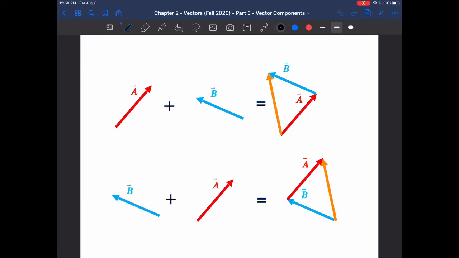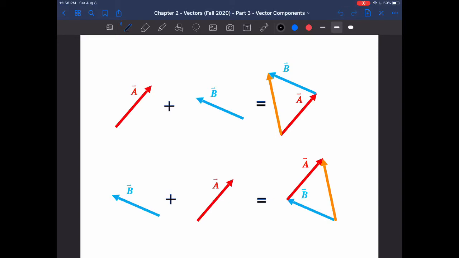Okay, so in this video, we're going to again talk about adding and subtracting vectors and multiplying vectors by scalars, but this time we're going to do it more mathematically by defining something called vector components. Okay, so let's first just remind ourselves what we learned in the last video about adding vectors.